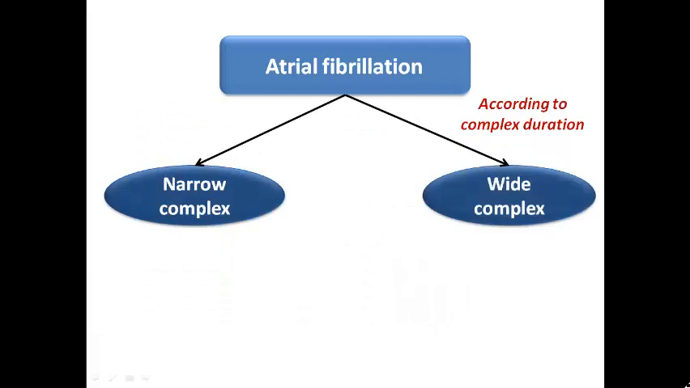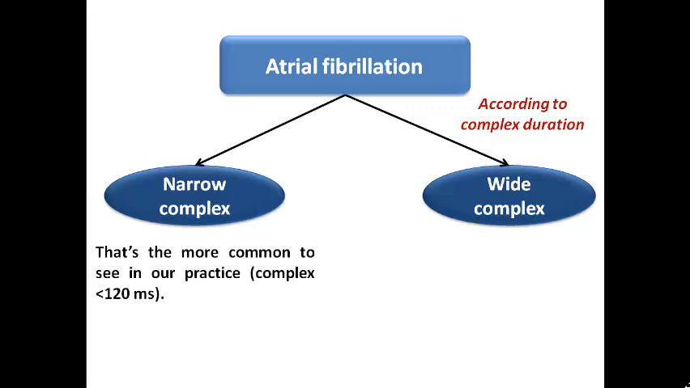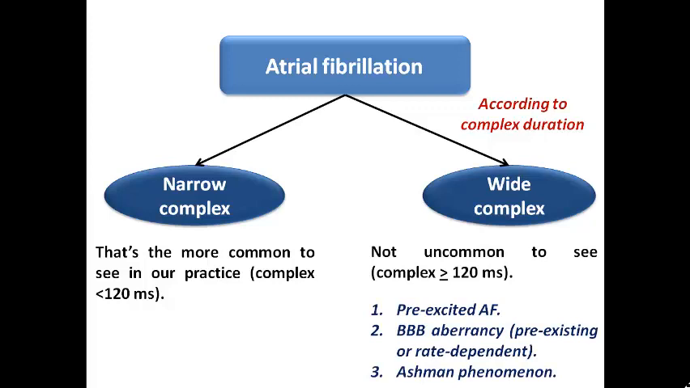And that's why we have another classification for atrial fibrillation in the ECG: narrow complex or wide complex. Of course, narrow complex is much more common to see in our practice, where the patient has atrial fibrillation and the complex duration is still less than 120 milliseconds. And it is not uncommon to see a patient with atrial fibrillation who has a complex of more than 120 milliseconds. It can occur in pre-excited AF, which is a very dangerous and life-threatening situation, and when you diagnose it on ECG, it needs immediate management.